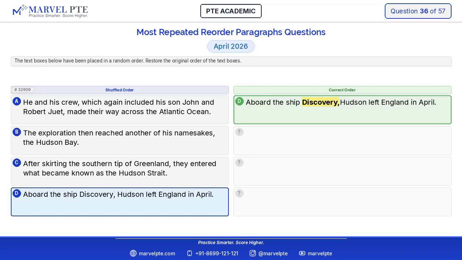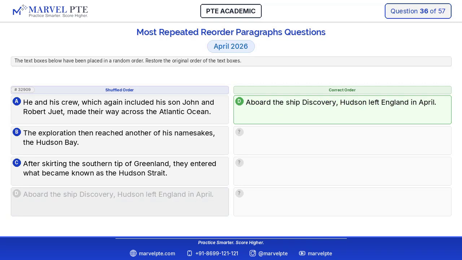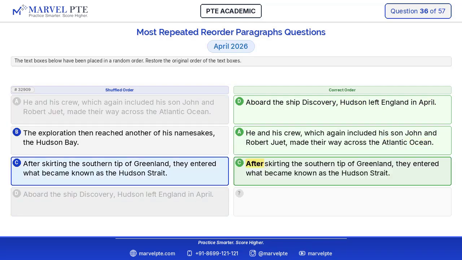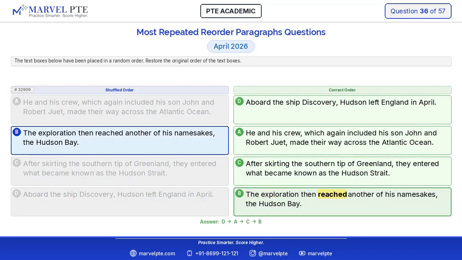Aboard the ship Discovery, Hudson left England in April. He and his crew, which again included his son John and Robert Juet, made their way across the Atlantic Ocean. After skirting the southern tip of Greenland, they entered what became known as the Hudson Strait. The exploration then reached another of his namesakes, the Hudson Bay.